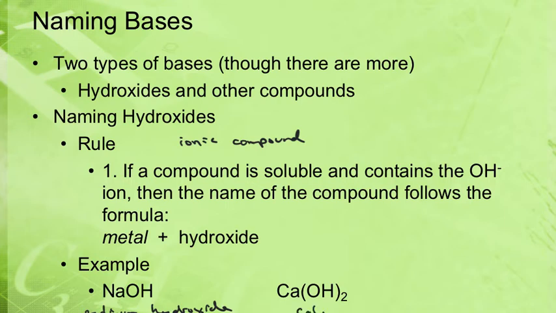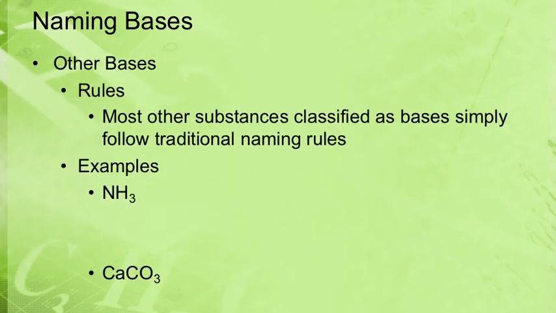Ca(OH)2, Ca is calcium hydroxide, right? Very simple. You guys will like naming hydroxides. Those are pretty straightforward, and they're easy to identify because they have a very clear OH in them. Just be careful it's not that COOH like an organic acid. If it doesn't have hydroxide in it, just follow the other naming rules from last semester.